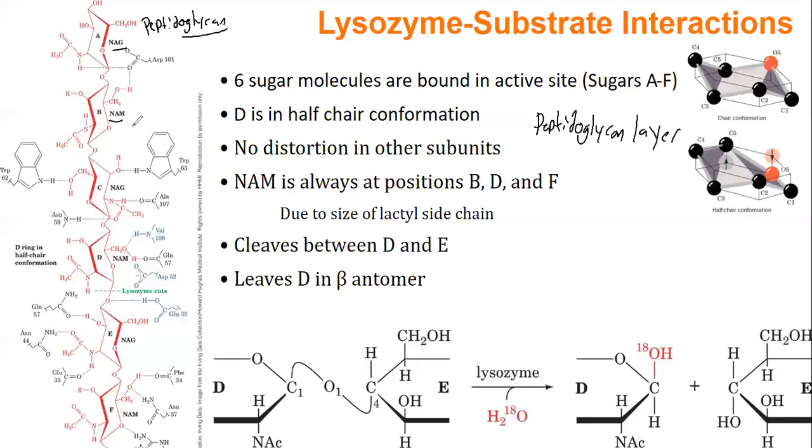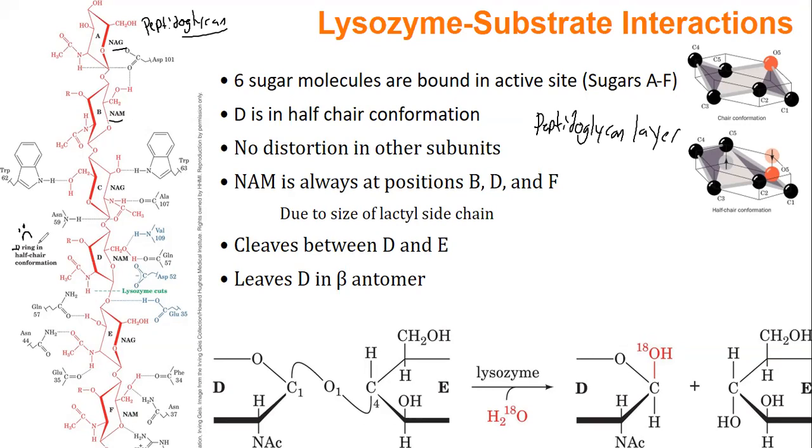sugars. The way this enzyme works is that it binds 6 sugars at a time, and we've labeled our sugars A through F. There's one sugar that has its geometry distorted: the sugar at the D position is forced into what's called the half chair conformation. In organic chemistry, you've learned about boat and chair. Half chair is really energetically unfavorable.